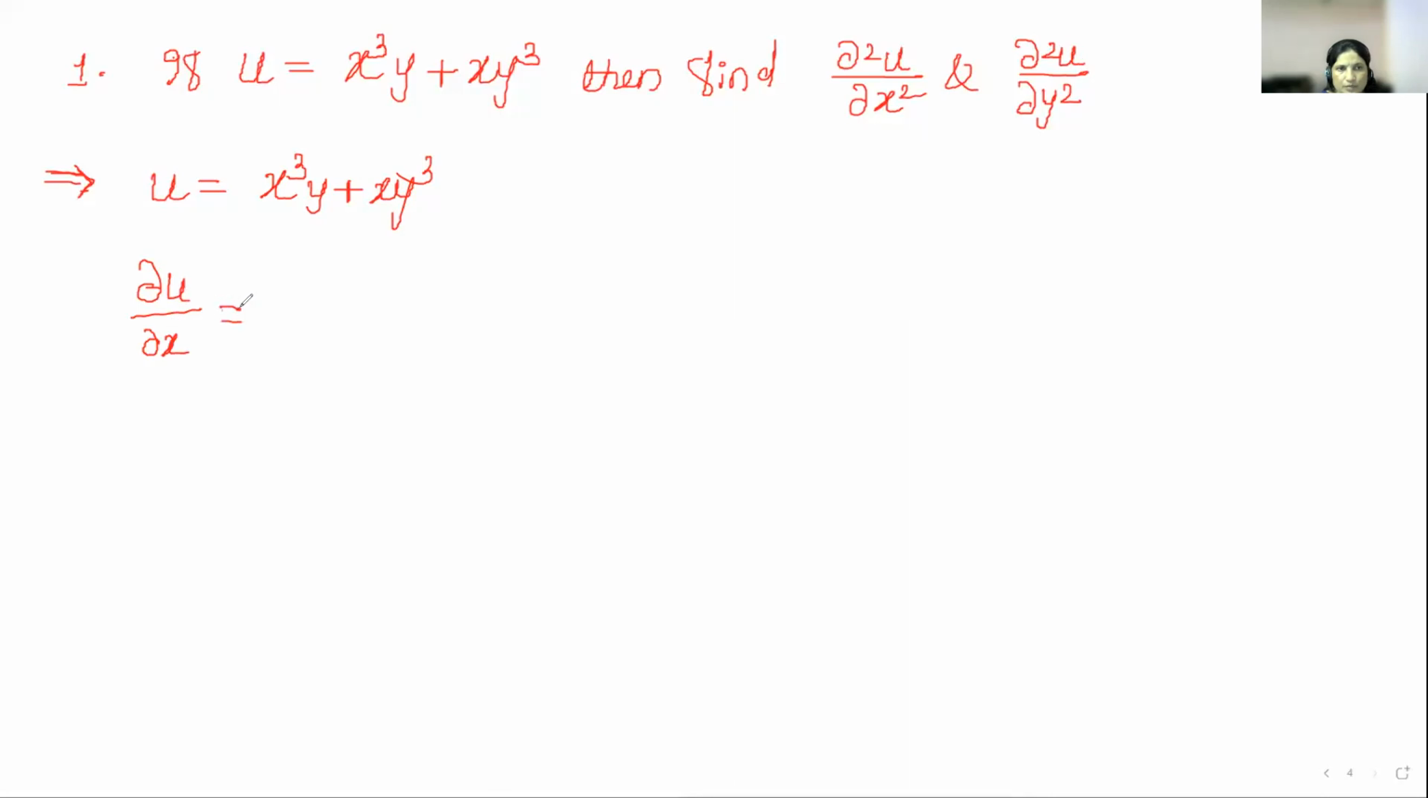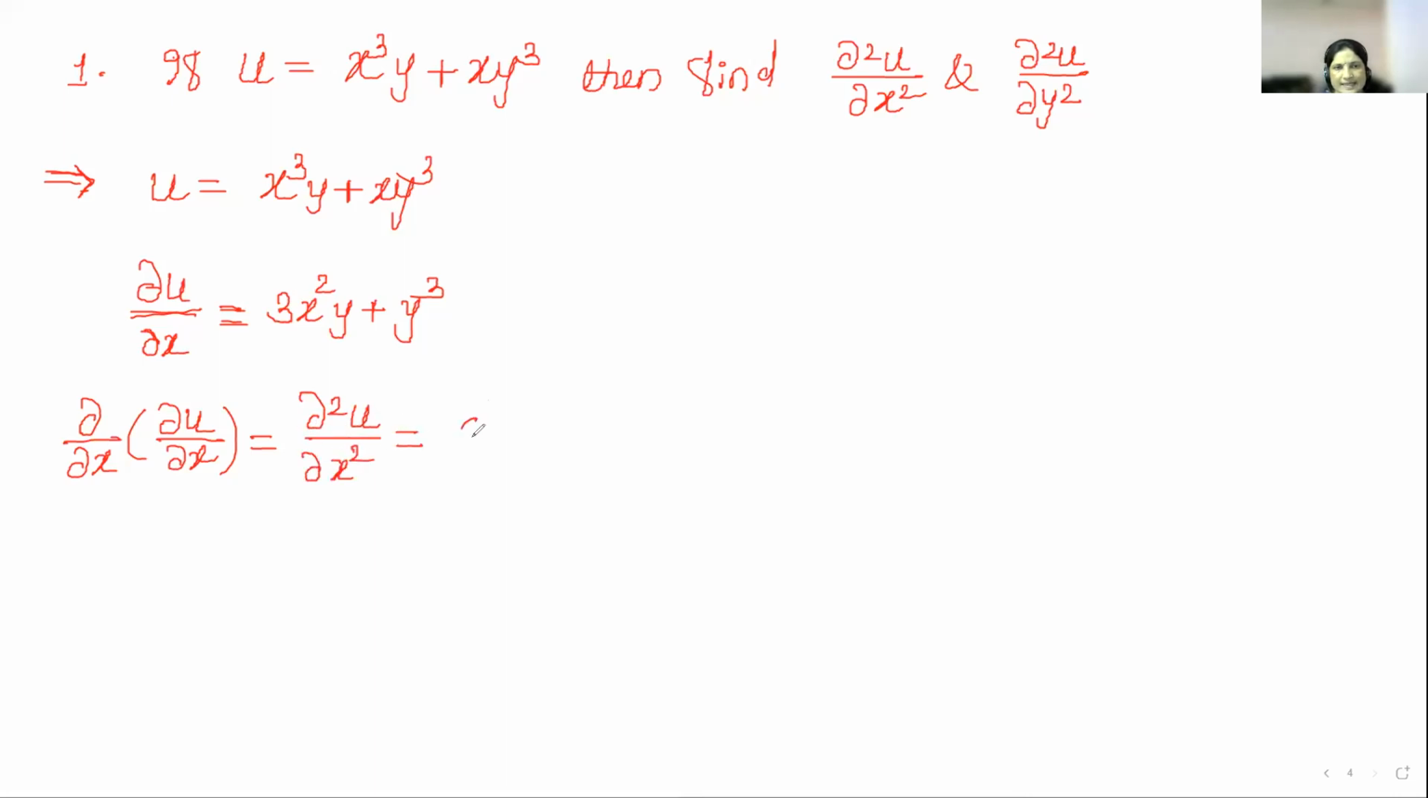∂u/∂x is the partial derivative of the given function with respect to x: 3x²y + y³. Again differentiate this function with respect to x. It is ∂/∂x of ∂u/∂x, which is ∂²u/∂x², equal to 6xy + 0, because y is constant.